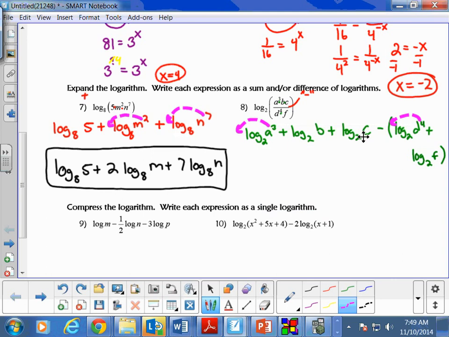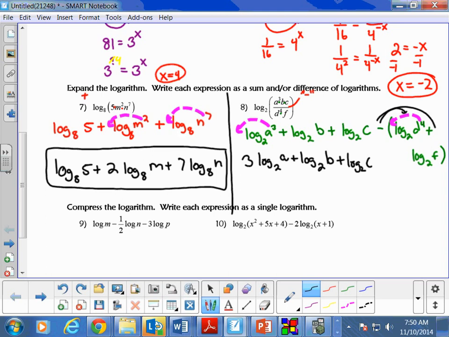Now this one, this is how this is going to look. This is going to end up being 3, and let me write a line here so make sure you don't get confused with the other side there. 3 log base 2 of a plus log base 2 of b plus log base 2 of c. And then this is going to be, now remember this minus is going to be distributed to both. So like in this case, this is going to become minus 4 log base 2 of d minus log base 2 of f. And that will be my final answer there.